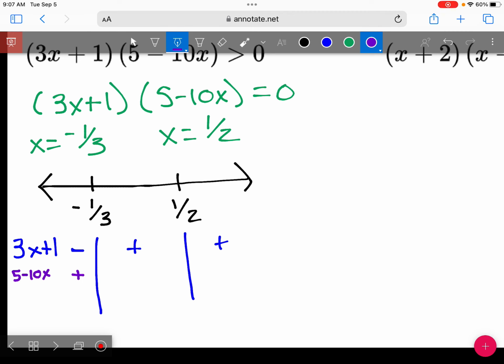So if we use the in-between, between negative 1/3 and positive 1/2, remember 0 was in between, is this positive or negative? Positive. If we pick something bigger than 1/2, negative, right?